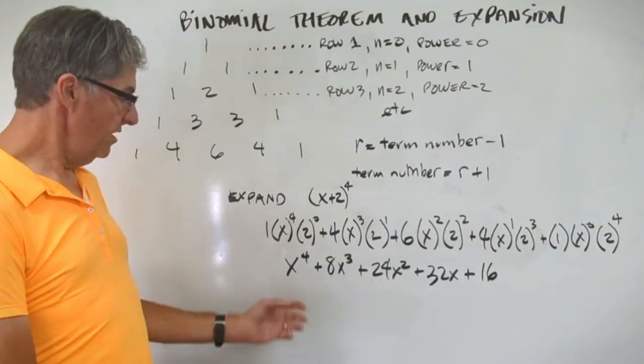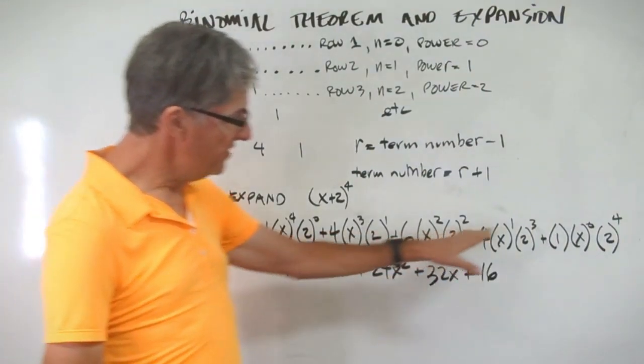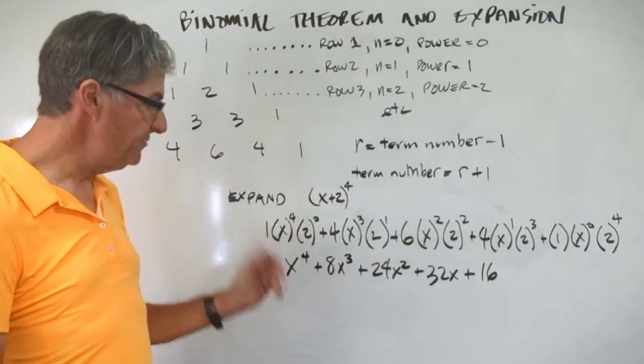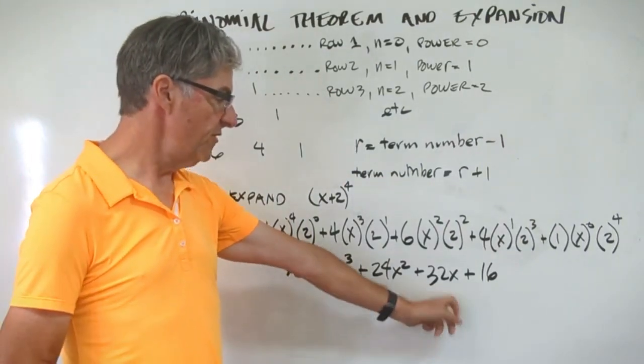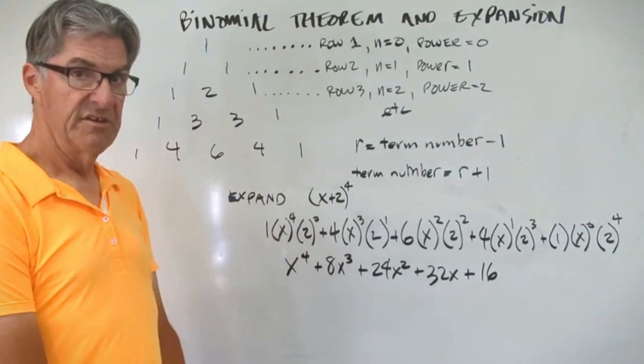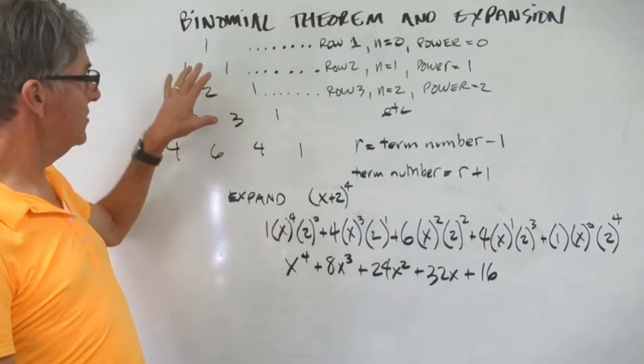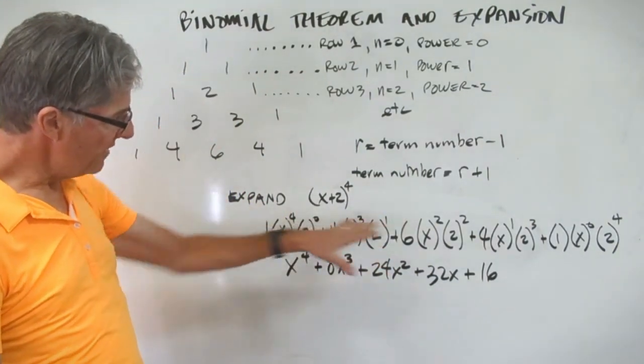All right, so here's what I get. I just did all of these combining steps here, and I've got my x to the fourth, 8x to the third, 24x squared, 32x plus 16. So that's the expansion, and that's how I use my triangle to get all of my information in the right place to do that.